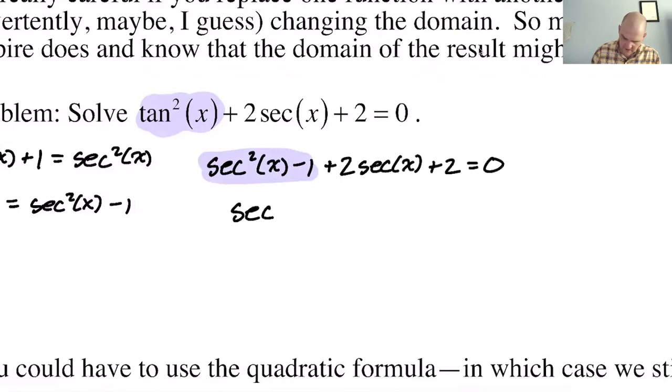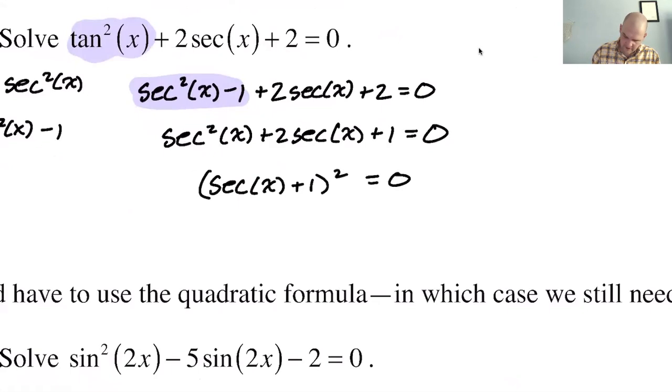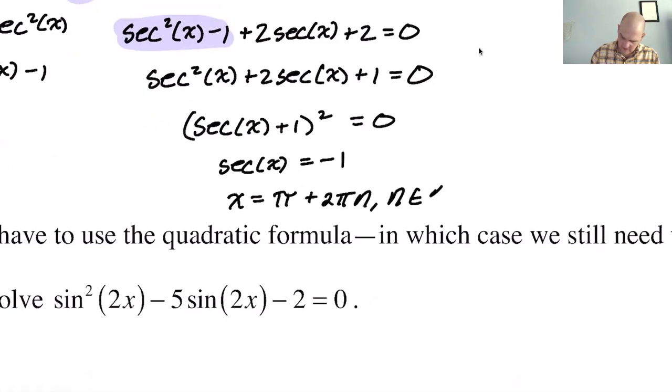So my equation is secant squared plus 2 secant plus 1 equals 0. So that's factorable: secant plus 1, squared, equals 0. So that means that secant of x equals -1, which also means cosine equals -1, but that's not as hard to think about, so I'm not actually going to change it. Where does cosine equal -1? x equals pi plus 2 pi times n, where n is an element of the integers.